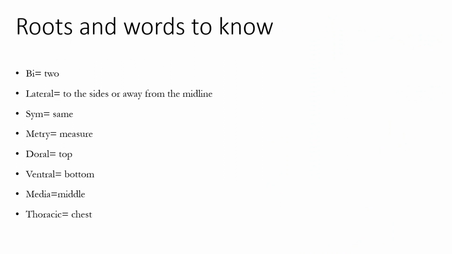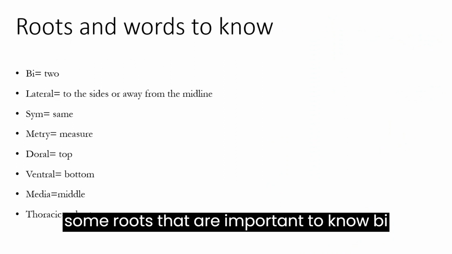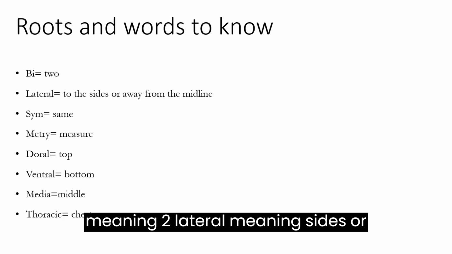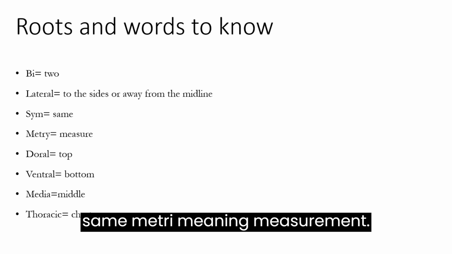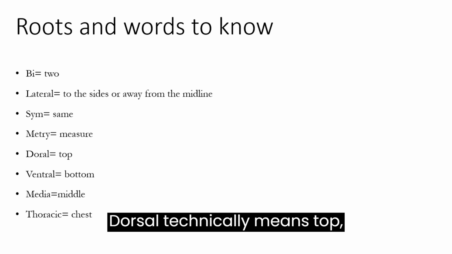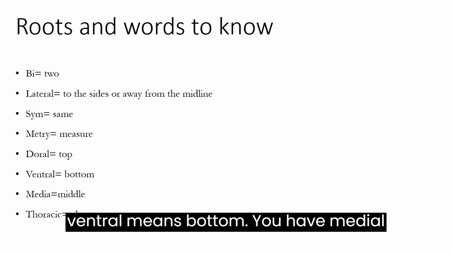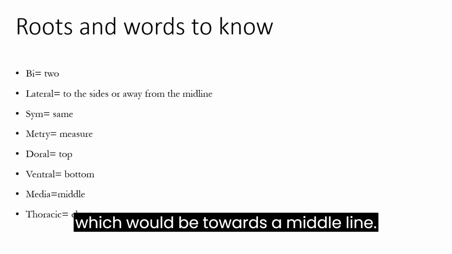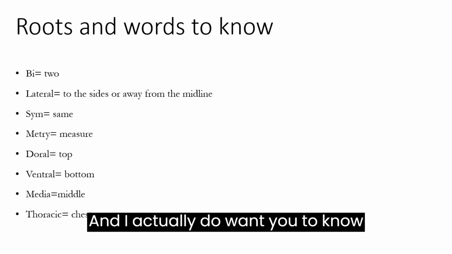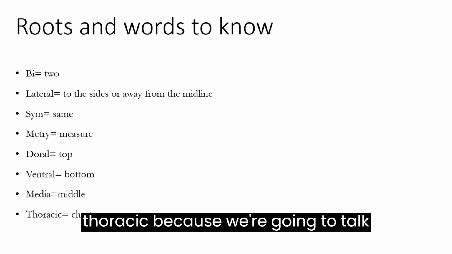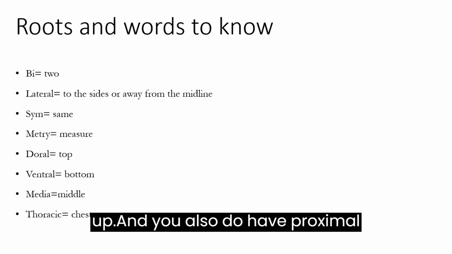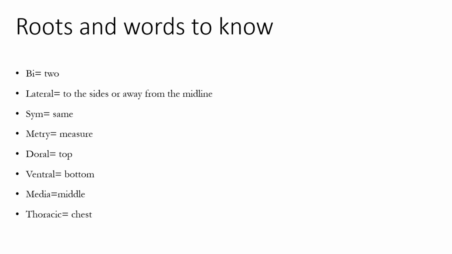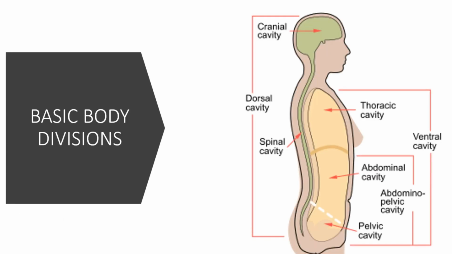Now, if you notice, there are some roots that are important to know. Bi meaning two, lateral meaning sides or away from the midline, sim meaning same, metri meaning measurement, dorsal technically means top, ventral means bottom. You have medial, which would be towards the midline. And I actually do want you to know thoracic because we're going to talk about that a lot coming up. And you also do have proximal and distal, which we'll talk more about later.